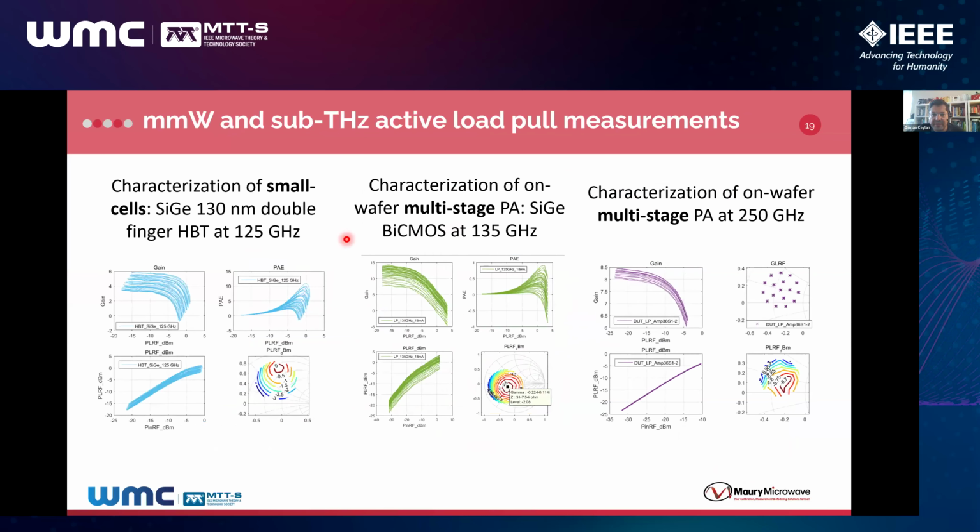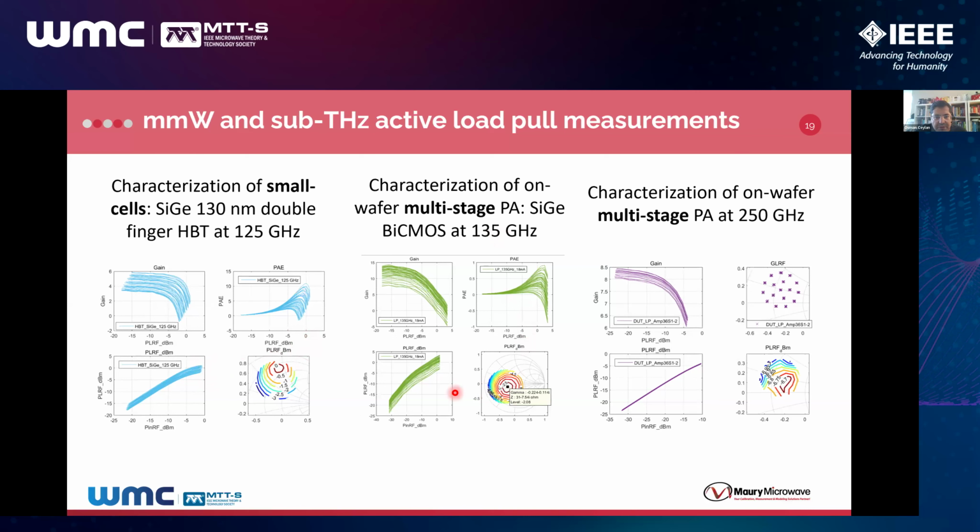So here are some examples. This is a 125 gigahertz example. As you see, it's reaching 0.7 gamma here in this example, and the output power is roughly 0 dBm-ish. 135 gigahertz, another example, you can see it can go almost 0.9 gamma.